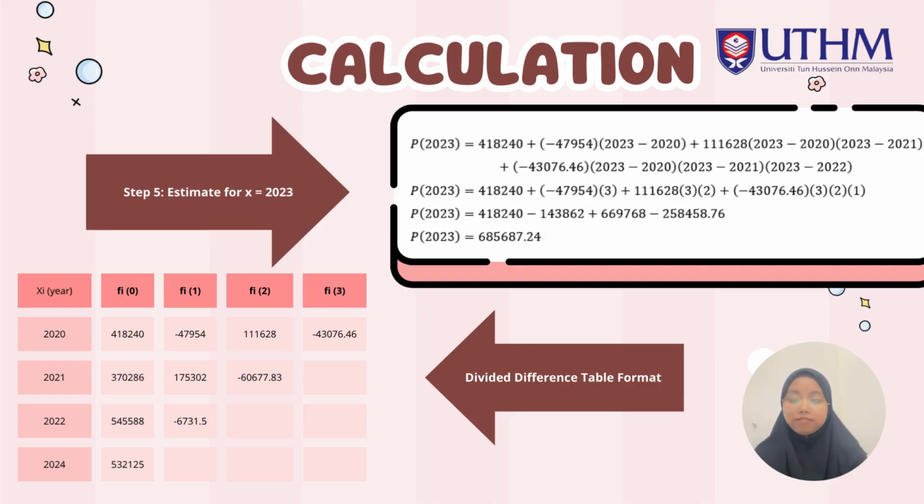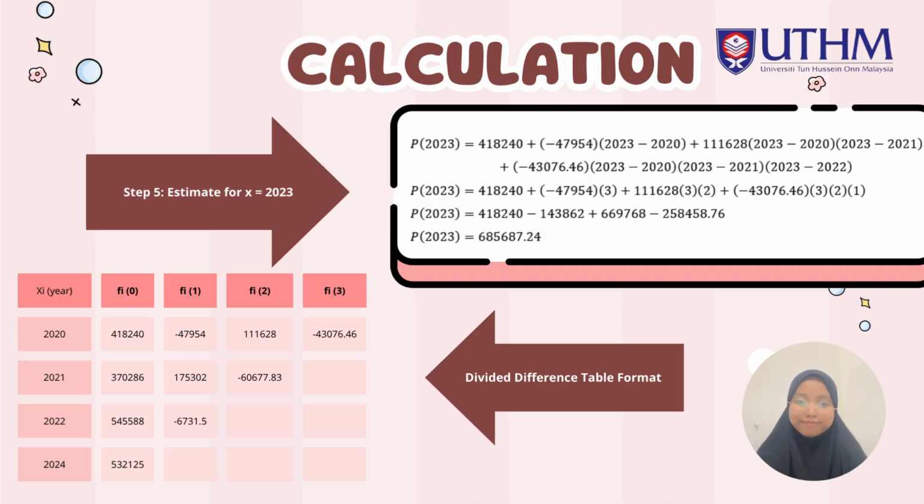Okay, for the Fi0, it is the value we get from the Malaysia Road Accident Statistic table from 2020 until 2024. For the Fi1, the value we get from the first order divided difference. For the Fi2, we get from the second order divided difference, and the Fi3 is the value from the third order divided difference.